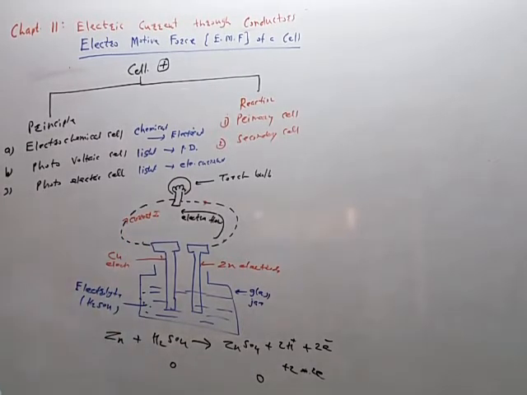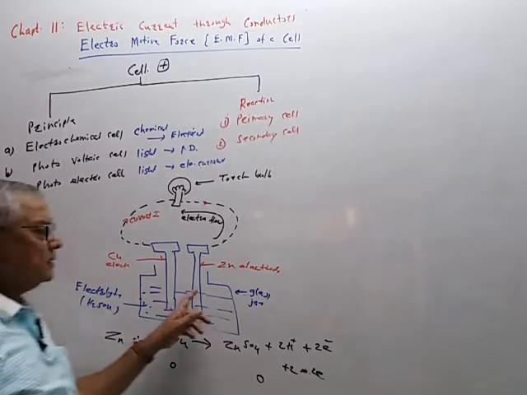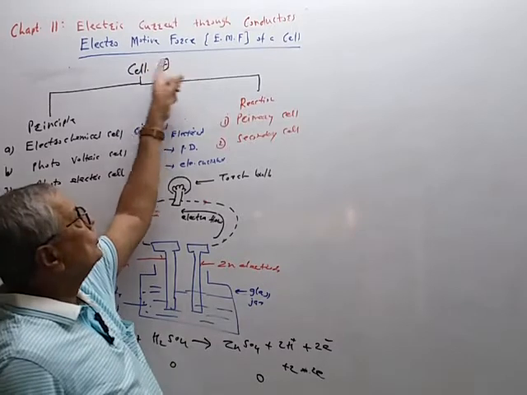Current I flows in this direction. So chemical energy is converted into the electrical energy for the circulation of electron. To circulate the electron through the bulb and cell, some energy is required, and that energy is supplied by the cell, and that energy is called electromotive force.